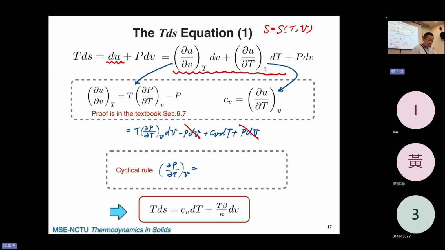We found that we can apply the cyclic rule. Remember the cyclic rule, right? Something times something equals -1. We introduced the mathematical tool in the last PDF, right? Okay, last PDF. All right. So minus. Remember that. Partial V over partial T at constant P.